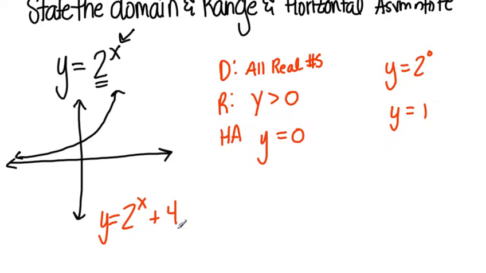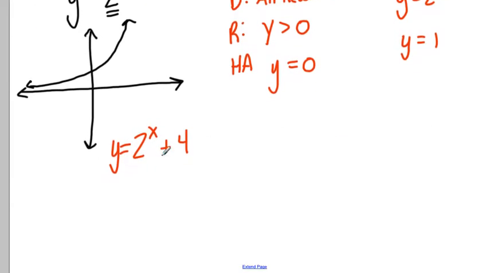If I add 4 to the end, what does it do? Push it up 4. So it's the same exact graph, it's just up 4. So 1, 2, 3, 4. It will never touch 4. The first one never touched y equals 0, and this one will never touch y equals 4 because everything I'm pushing up 4 units.